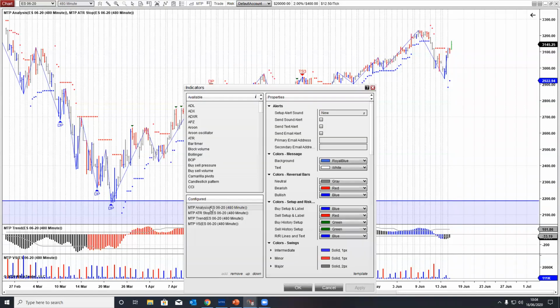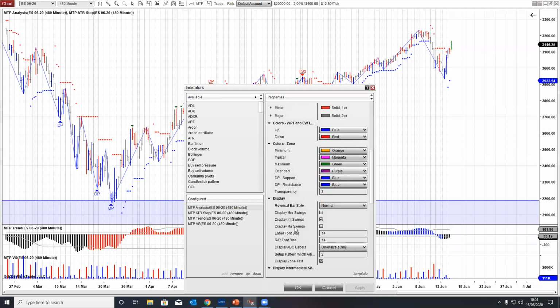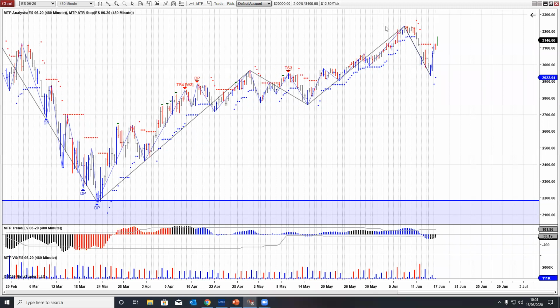I come down to our MTP analysis indicator. I then scroll down a bit to display major swings. Do you see that there? Display major swings. I tick that. And can you see how the major swings have now come on the chart with a slightly darker color? There you go.